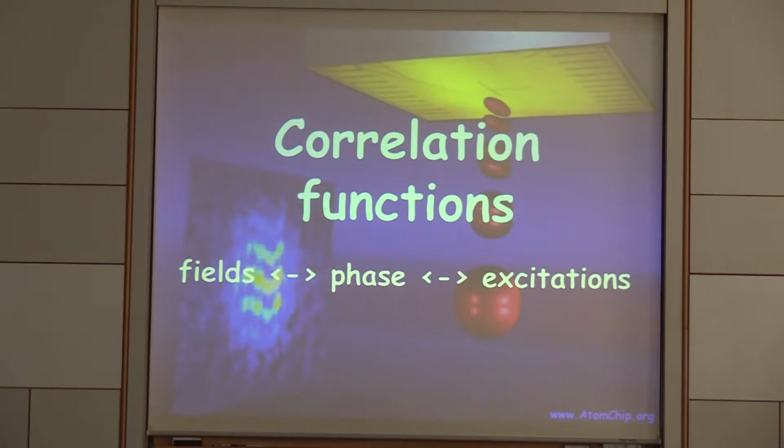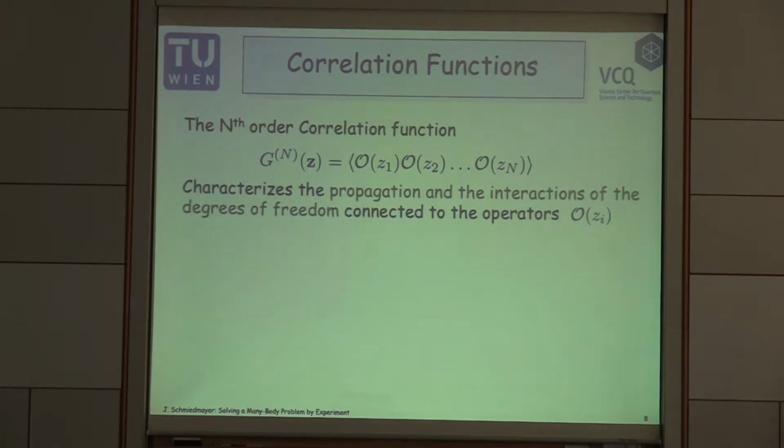So first, correlation functions. If I do a measurement, every measurement is connected to an operator. And if you as an experimentalist talk to your theorist friends, you should always ask them, what is the measurement relevant to that operator that you calculate? Because then I can measure it. So basically, an nth-order correlation function is the average over the values of these operators at different points z, which can be any coordinate. For us, it will be position.